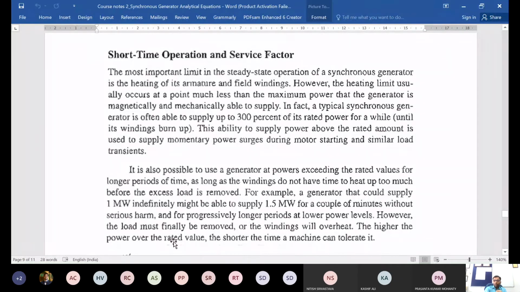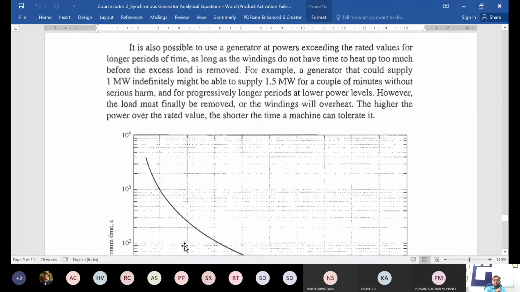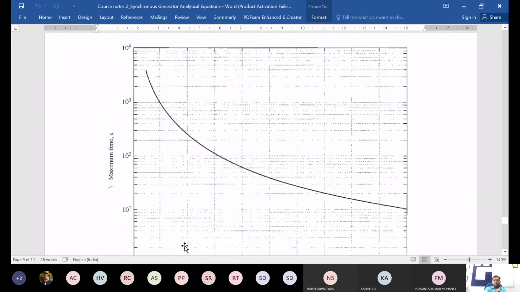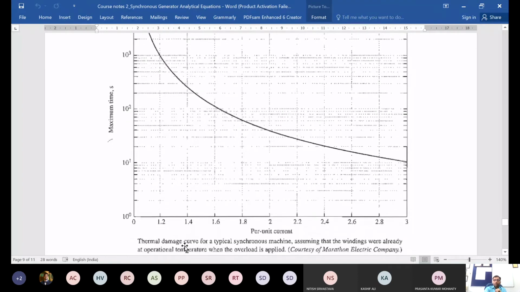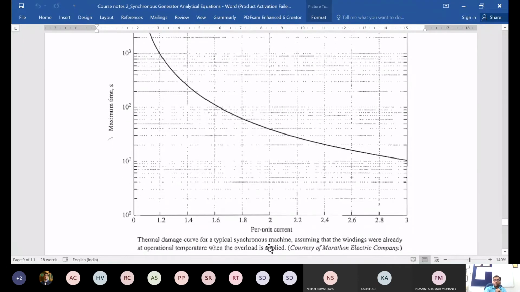So the higher the power over the rated value, the shorter the time a machine can tolerate it. That is the crux of this entire discussion. So the higher the power you are loading the machine over the rated value, the shorter will be the time for which the machine can tolerate this. This is usually expressed by a particular graph which is given by the manufacturer of the machine. This is known as the thermal damage curve for a synchronous generator or synchronous machine.